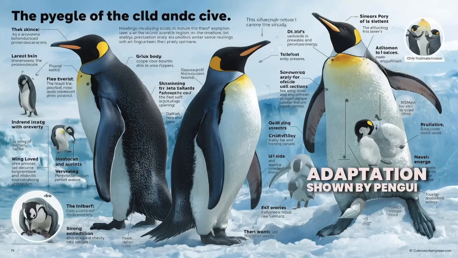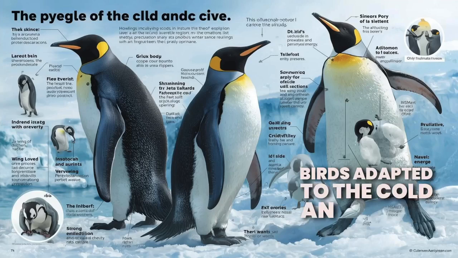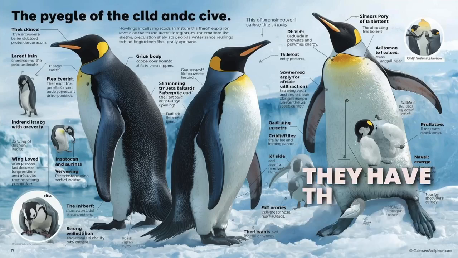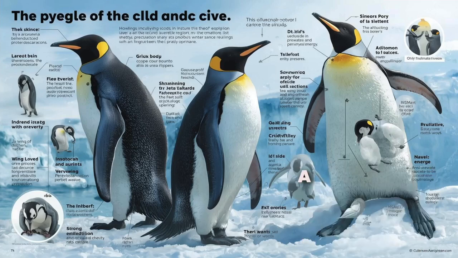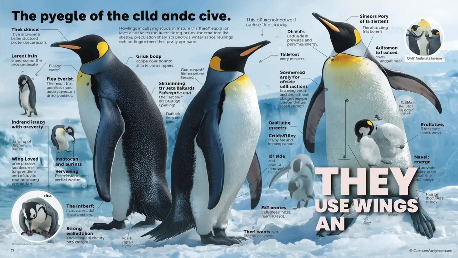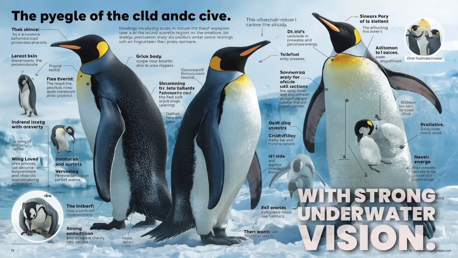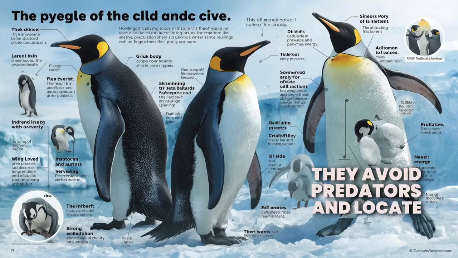Adaptation shown by penguin. Penguins are aquatic, flightless birds adapted to the cold Antarctic region. They have thick skin and fat for warmth, a streamlined body, and wings modified into flippers for swimming. On land, they use wings and tails for balance and often slide on snow to save energy. With strong underwater vision, they avoid predators and locate prey.